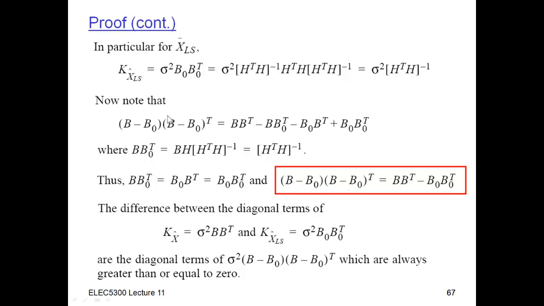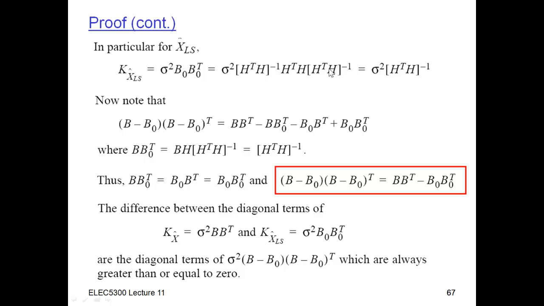Now, in particular, if I have the optimal LS, then this is still true because this was true for any B. So if I choose the optimal B, it's also going to be true. But I know what the solution for the optimal B is, so I can substitute that formula into here, and you can see that I can do cancellation between this one and this one. So I get sigma squared (H^T H) inverse.